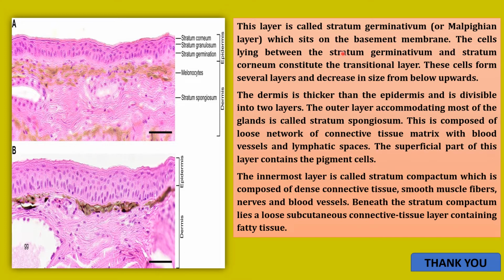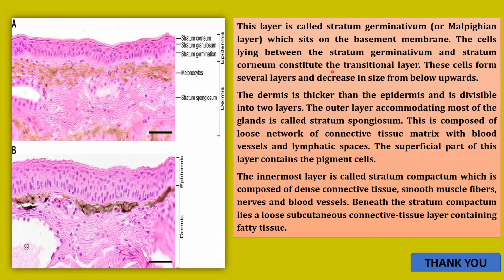So the cells lying between the stratum germinativum and stratum corneum constitute the transitional layer. Now what is the meaning of transitional layer? The cells of the stratum corneum, stratum granulosum and stratum germinativum, or Malpighian layer of epidermis, constitute the cells of the transitional layer. And what is the meaning of transition? Transition means basically change. So these cells can form several layers, they can change, and they decrease in size from below upwards.